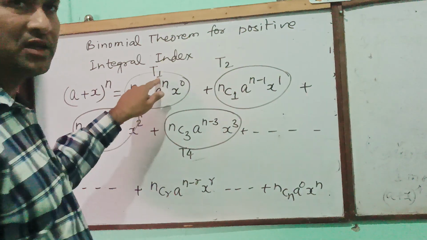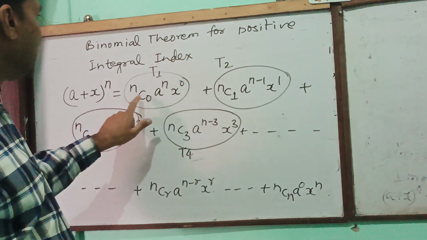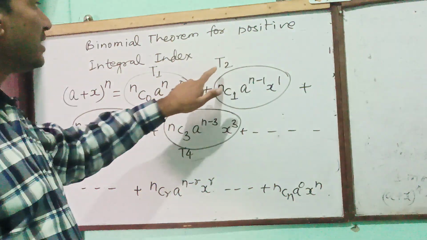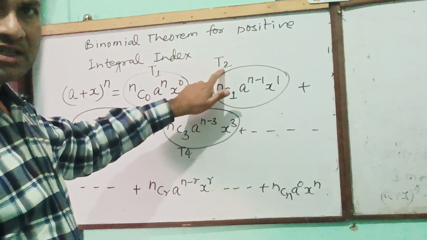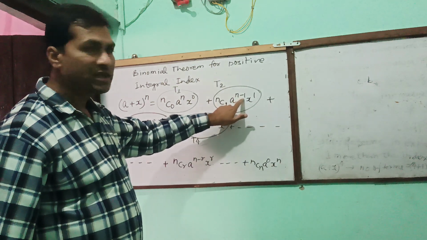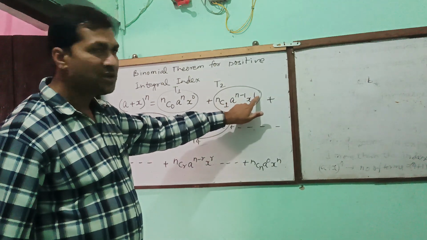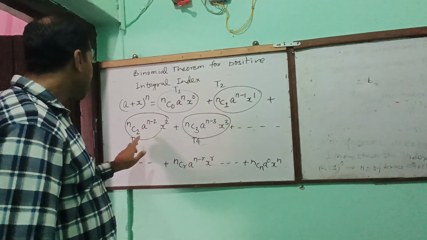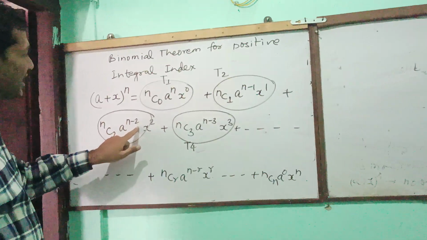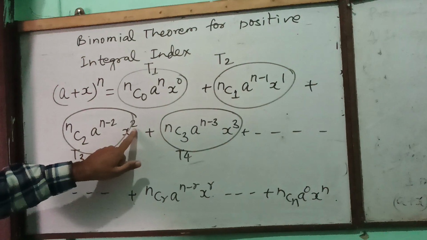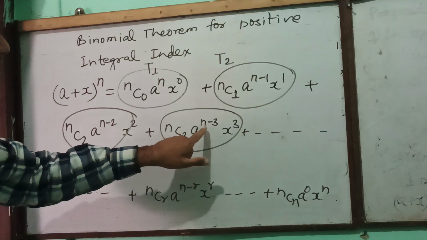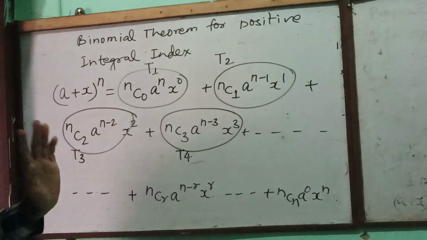So look over here. This is T1. So what are we writing? nC0, and the power of x is 0. This is the second term. Second term we are writing nC1, the power is also n minus 1, x to the power 1. This is the third term, then nC2, a to the power n minus 2 and x to the power 2. This is the fourth term, so nC3, a to the power n minus 3 and x to the power 3.